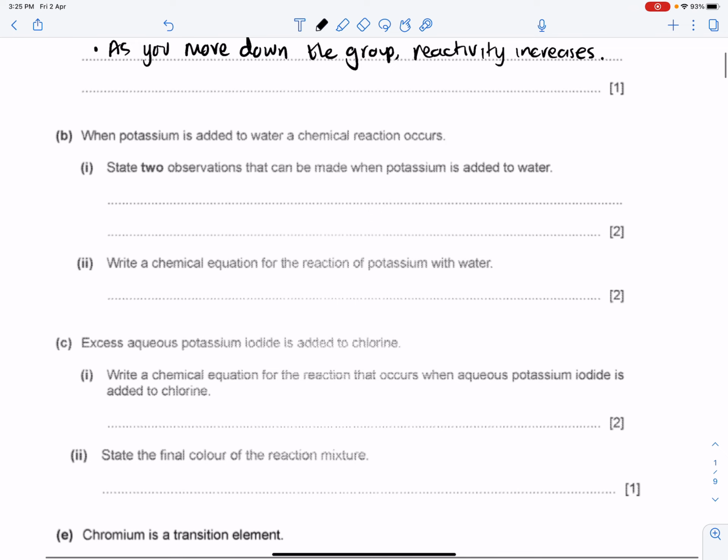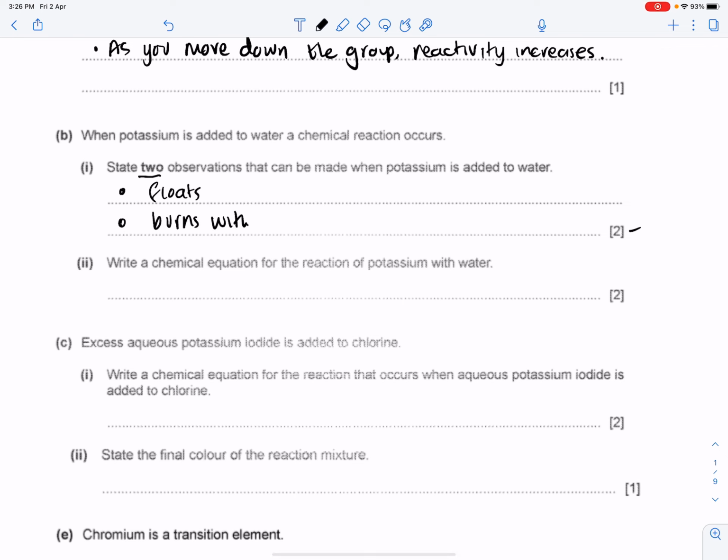When potassium is added to water, a chemical reaction occurs. State 2 observations that can be made when potassium is added to water. So I'm going to underline the 2 so I don't forget that I need to write 2, and I'm going to write 2 bullet points straight away to know that I'm getting the 2 marks here. So 2 observations. The first one would be that it floats. The second one could be that it burns with a lilac flame.